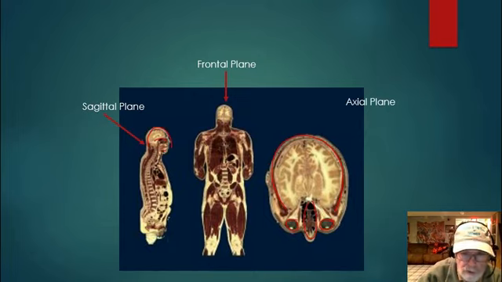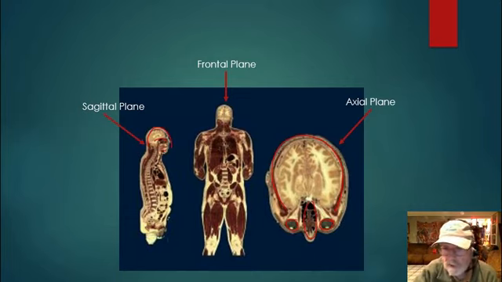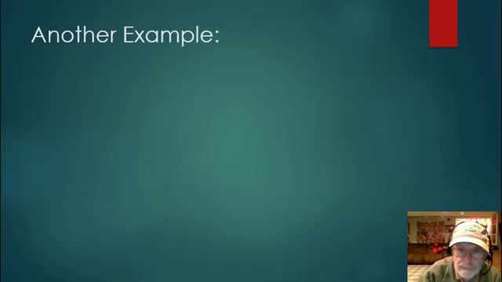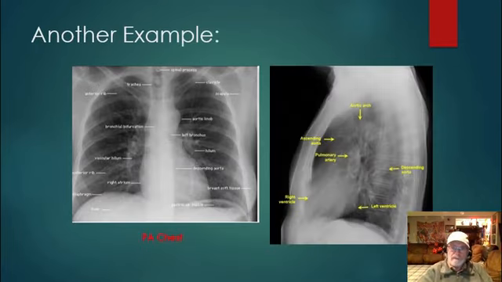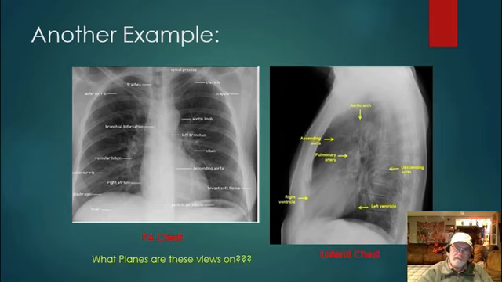Okay. So sagittal plane. Let's get that arrow in there. Sagittal plane, okay, sometimes called mid-sagittal, that's fine. Frontal plane, also called coronal plane. And axial plane, also called transverse plane. Okay? Now let's take another example. PA chest, lateral chest. What planes are these views on? Think about it. I'll give you a second. Well, this should be relatively simple, because we've talked about it so many times before.